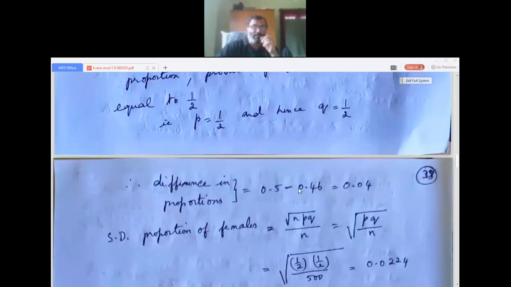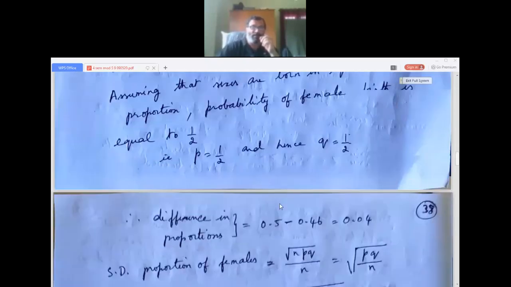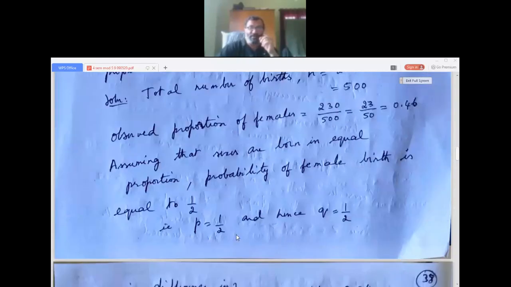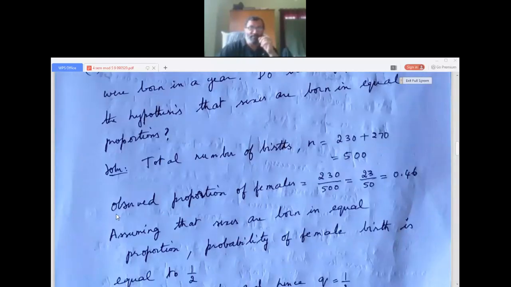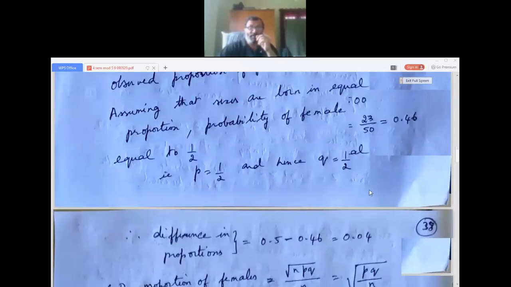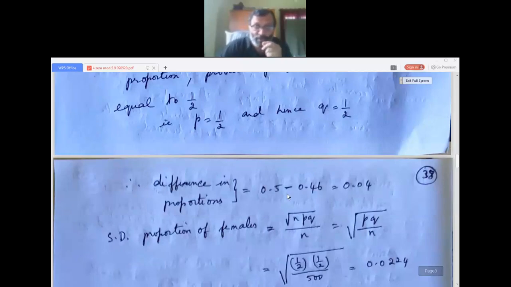Now the difference in proportions. See, the probability of female birth I got is 0.5, half. But here it is given 0.46, the observed proportion of females as given in the data. So the difference in proportions is 0.5 minus 0.46, that is 0.04.